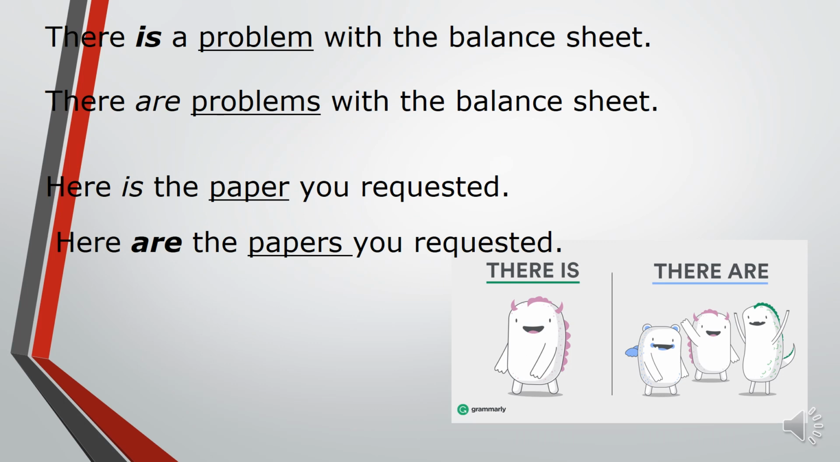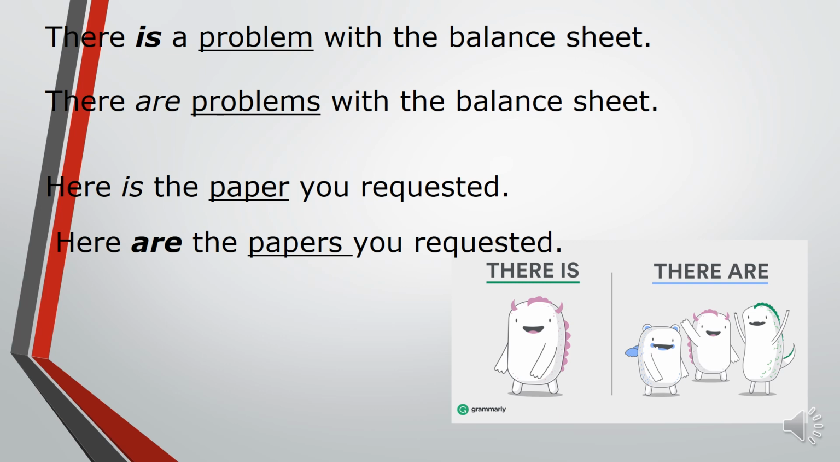Number 1, there is a problem with the balance sheet. So our subject here is problem, and that is singular. That is why we use there is. The second one is there are problems with the balance sheet. So look at the underlined word, problems, and that is plural. That is why we use there are.